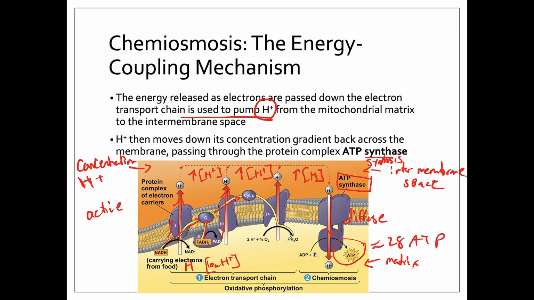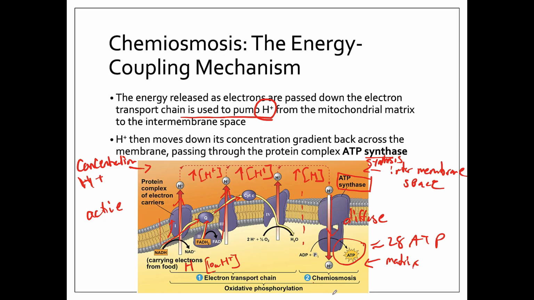So this whole process is kind of broken into 2 parts. The first part is the electron transport chain, where we pass electrons and move hydrogens. The second part is where we actually diffuse the hydrogens to make ATP, and this is called chemiosmosis.